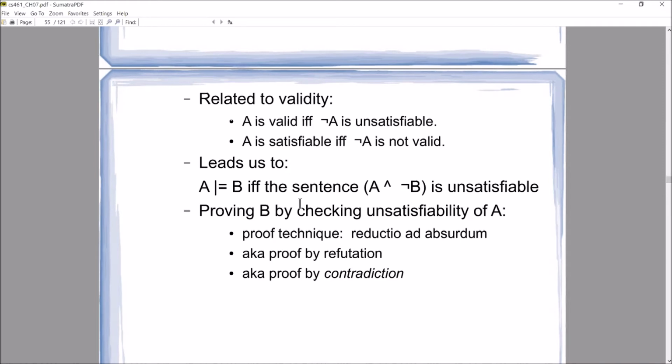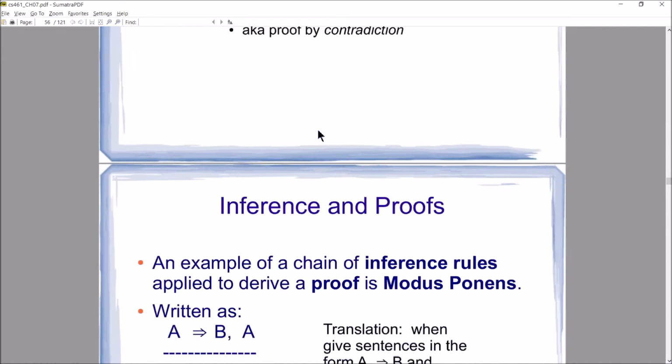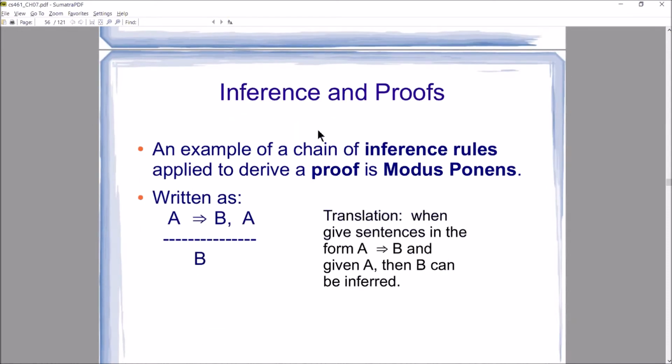So what does this mean? It means that you can prove sentence B by checking the unsatisfiability of A and not B. Now, it sounds really convoluted, but all this means is that if you want to prove a sentence, you do proof by contradiction. Okay, so let's talk about inference and proofs.